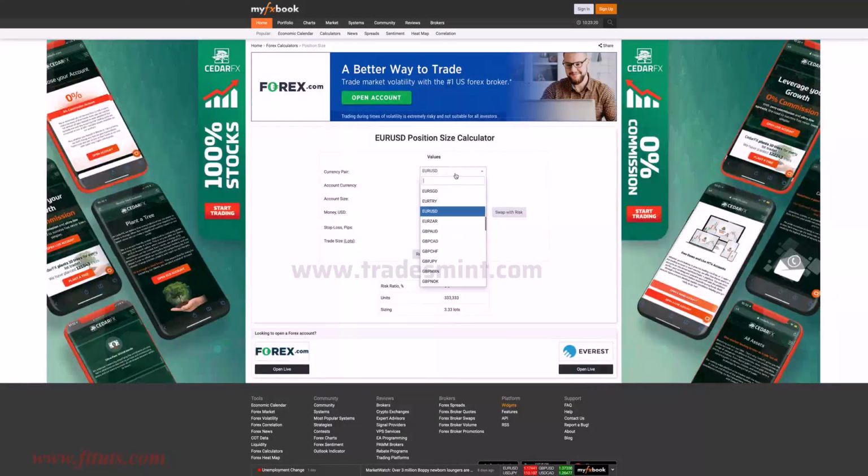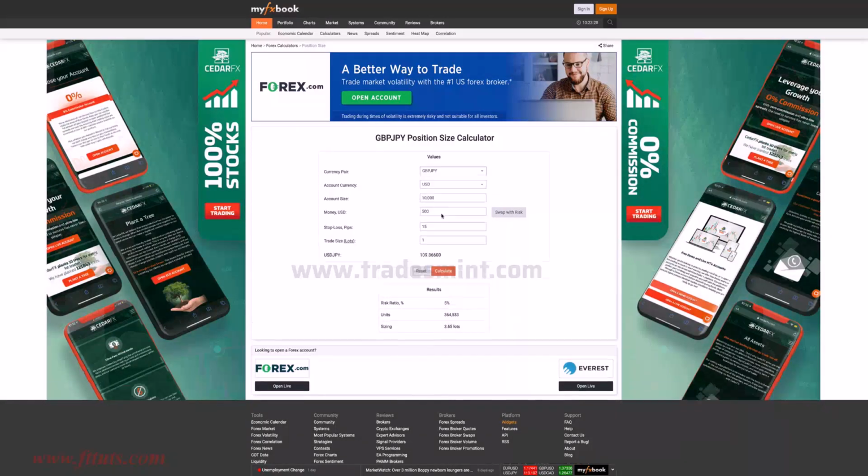Now let's have a look at what this would look like on a pair like GBPUSD. See how it's the same. Then GBPJPY, 3.65, and let's have another look, Euro NZD, 4.76. So that's a huge difference. It's very, very important that you understand the math of it. This is how it's derived.